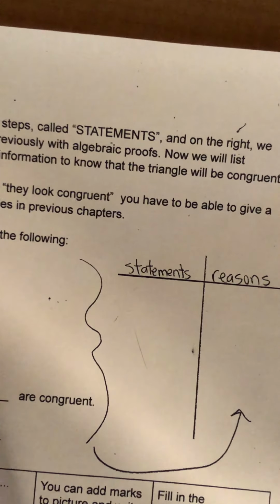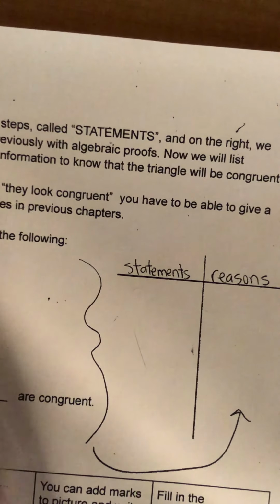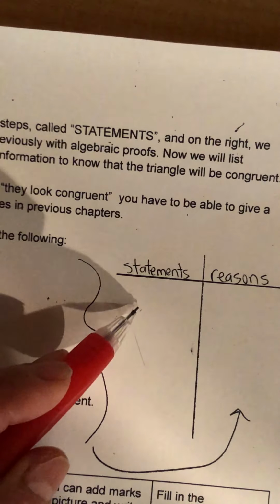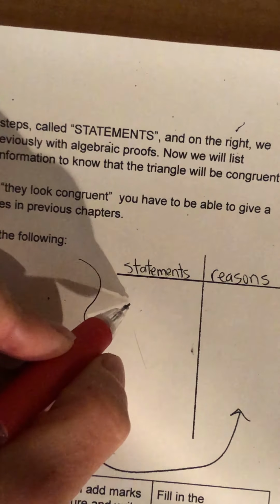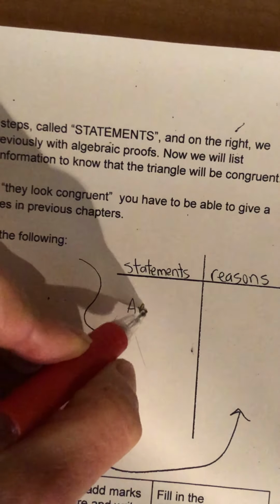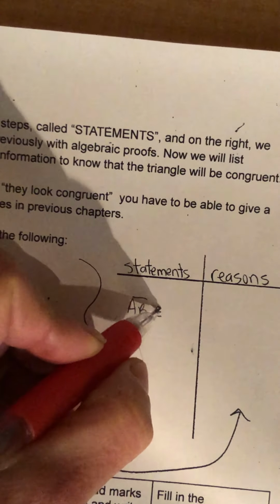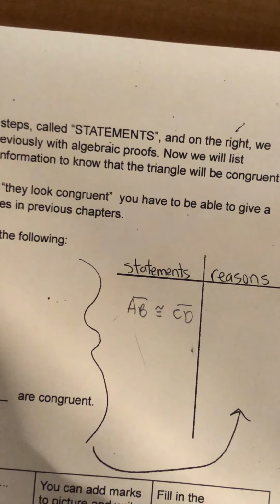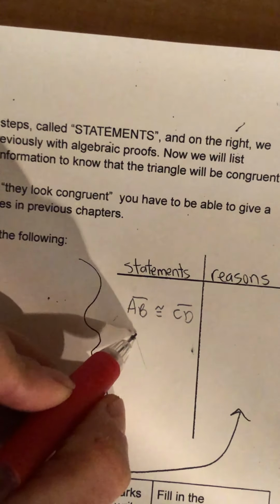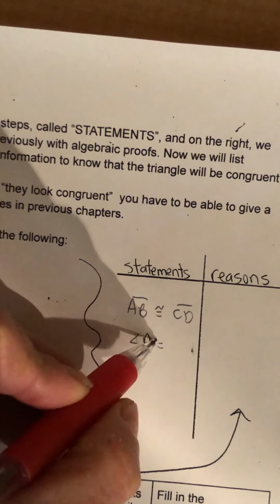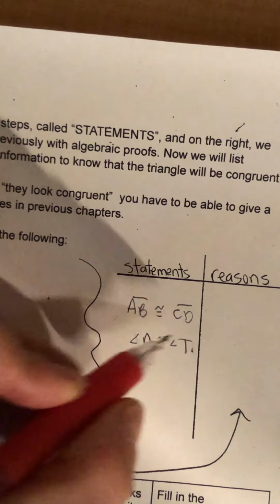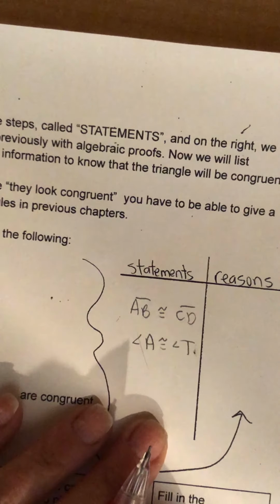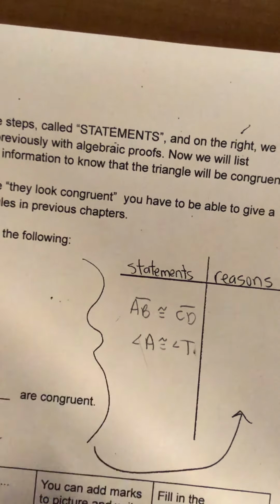So we're doing triangle congruence proofs now. The statements that we're going to write on the left side of our proofs are going to be things like one side of one triangle is congruent to a side of another triangle. So this might be something we would write. Or angle A is congruent to angle T in another triangle. And we'll find out how we're going to list those in a minute. Mostly they're going to be given.